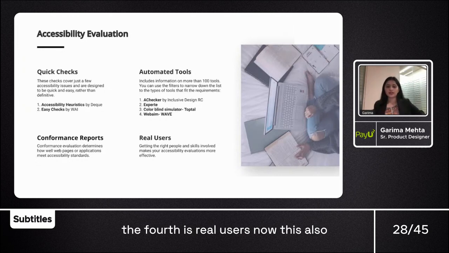The fourth is real users. Now this also becomes slightly tricky, especially when you have people who are going through a lot of different struggles in their life. They are visually challenged, they have hearing disabilities, a lot of different things. So getting the right people and building an empathy with them becomes a huge task.